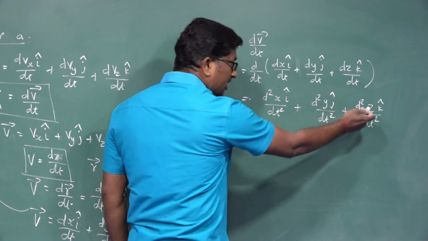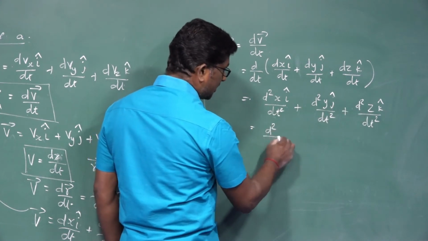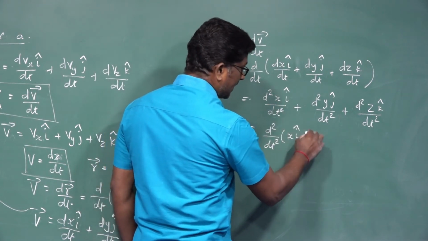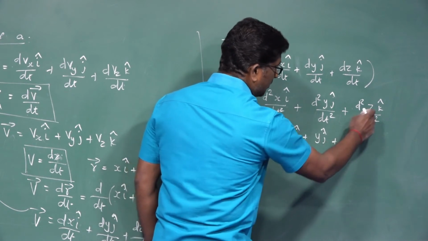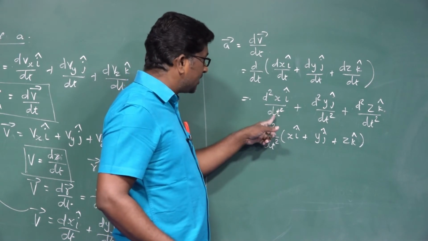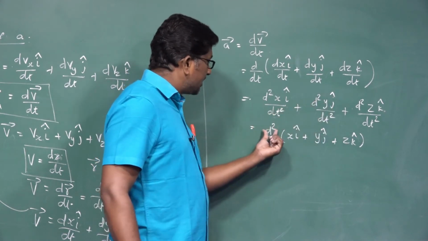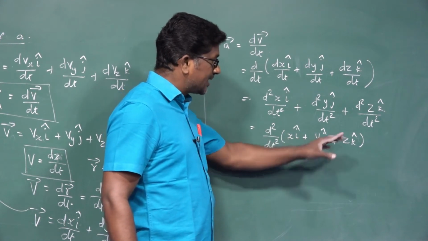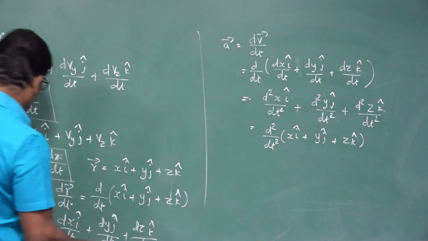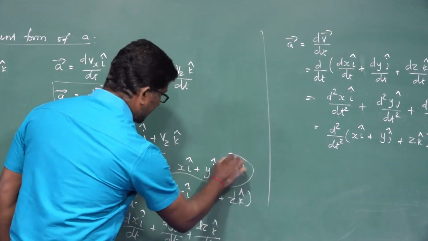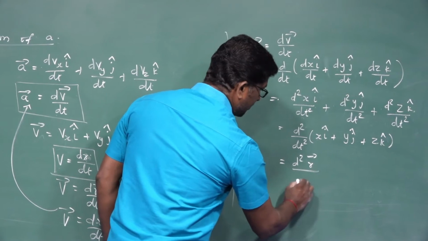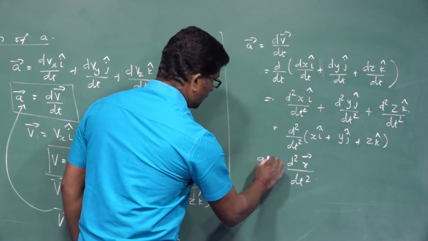Okay, here d square divided by dt square is common, so take it outside. So d square divided by dt square of x i cap plus y j cap plus z k cap. Now x i cap plus y j cap plus z k cap is equal to r vector, right? So d square r vector divided by dt square is equal to a vector.